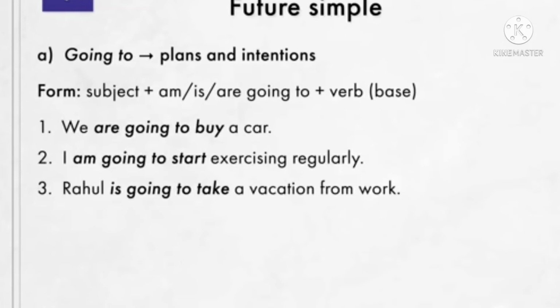For example, we are going to buy a car. That means we have planned to buy a car. I am going to start exercising regularly. Rahul is going to take a vacation from work.